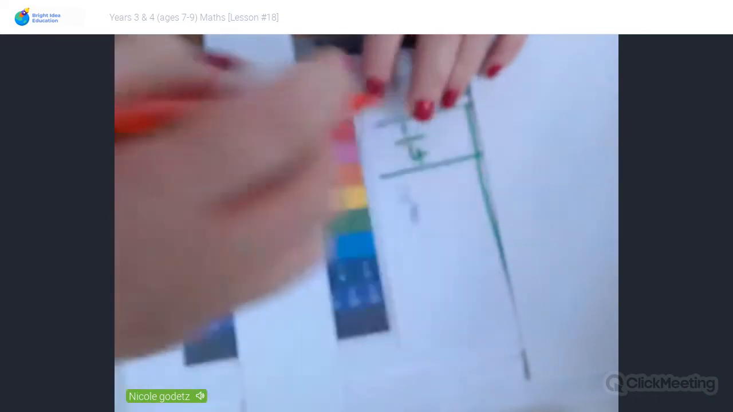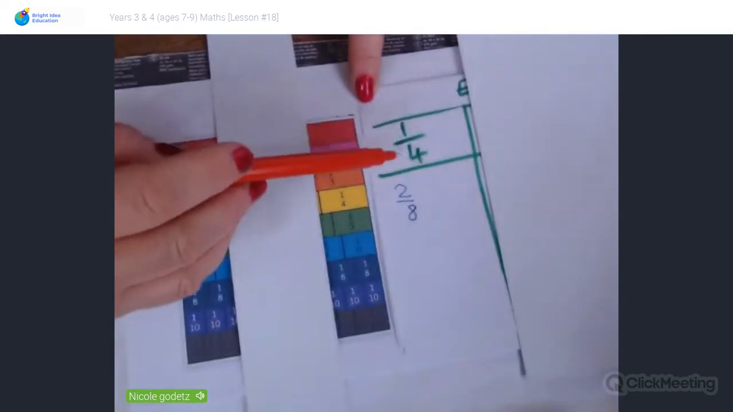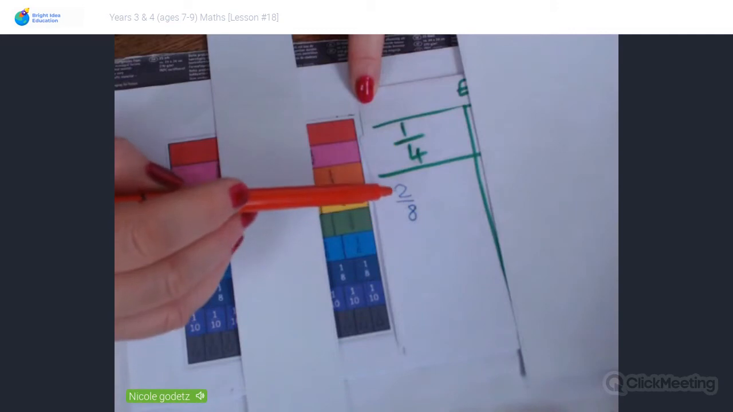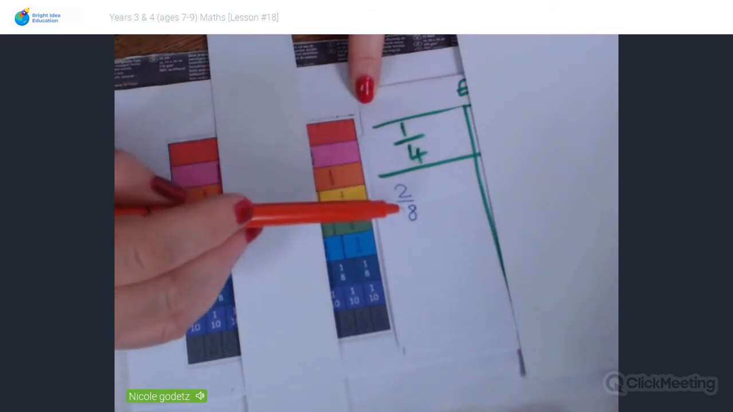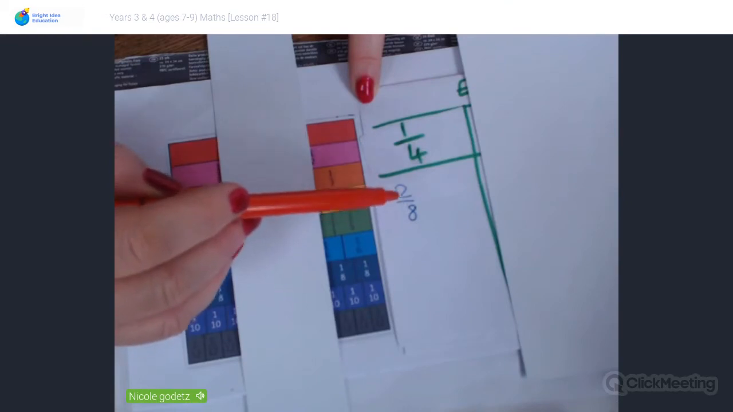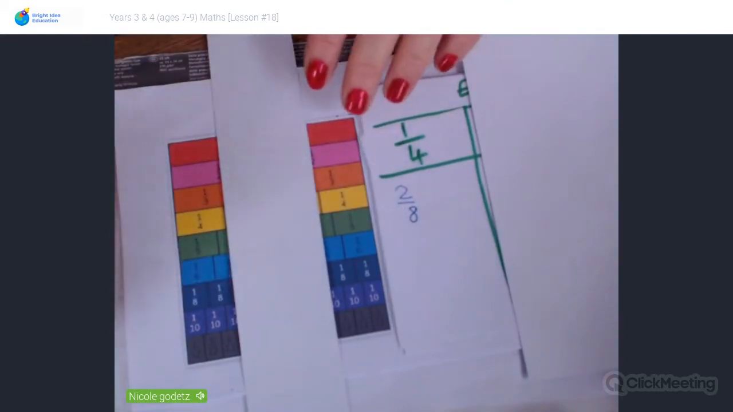And remember what I said? Top and bottom relationship. Is 8 4 times as big as 2? Like 4 is 4 times as big as 1? Yeah. 4 2s are 8. So it's the same ratio.